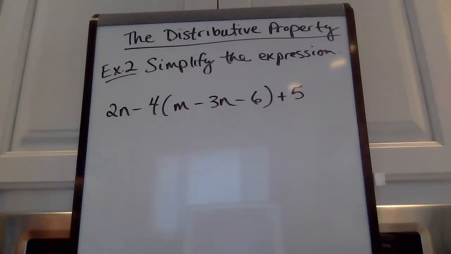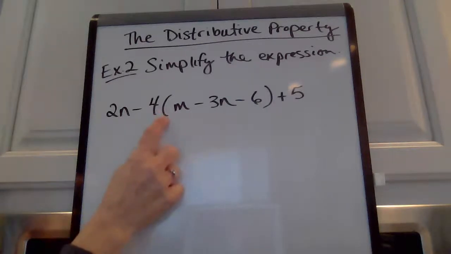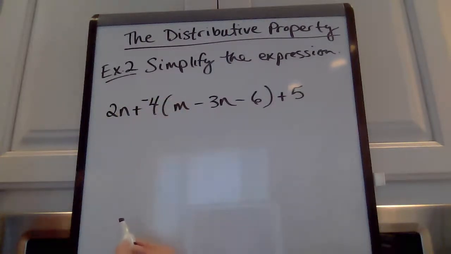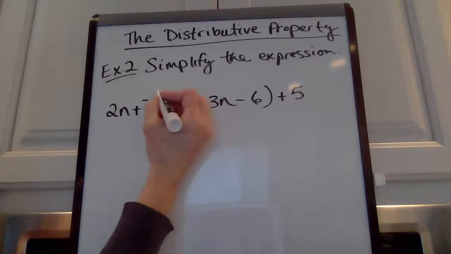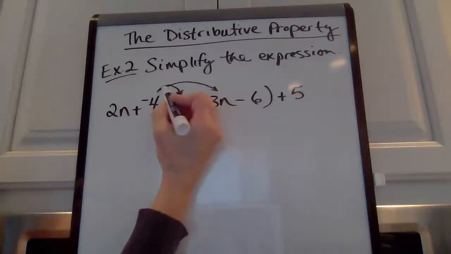Next thing we need to do is multiply. And be careful when you distribute this 4. The 4 is being multiplied with everything inside the parentheses, but it's a -4. So you might want to either circle it as a -4 or switch it to adding the opposite so that it's clear to you that it's a -4. And then we're going to multiply it with each term inside the parentheses.